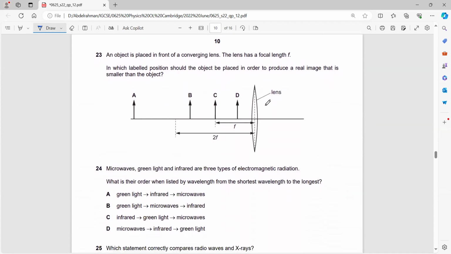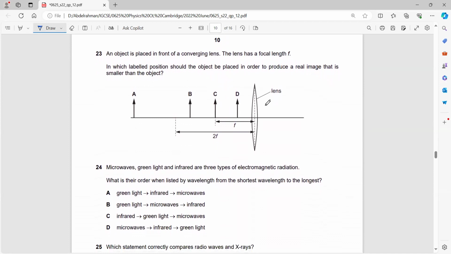An object is placed in front of a converging lens. Which labeled position should the object be placed to produce a real image that is smaller? Smaller. How can I produce a small image? By increasing the distance. Whenever the object is further away from the lens, the image will be smaller. A. What about B? B would be larger.